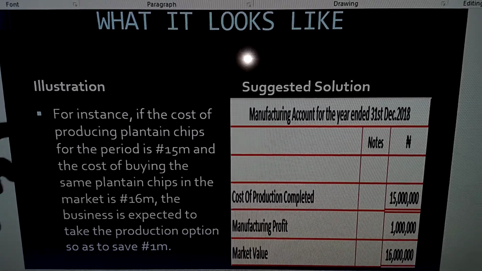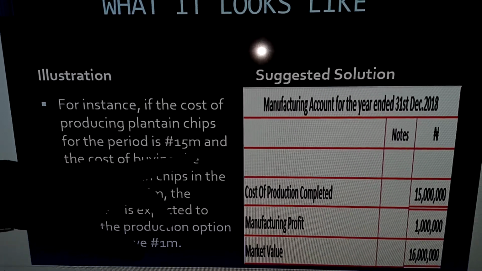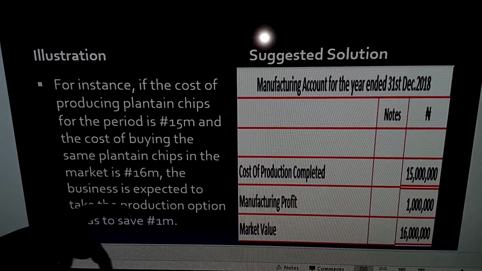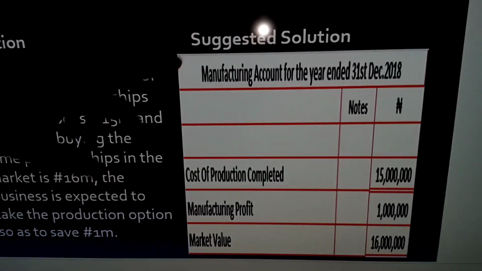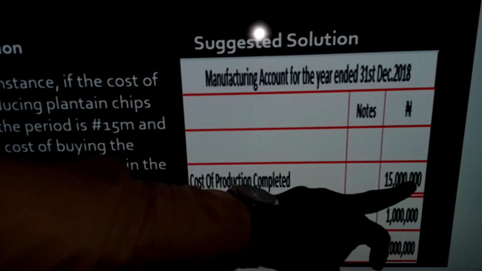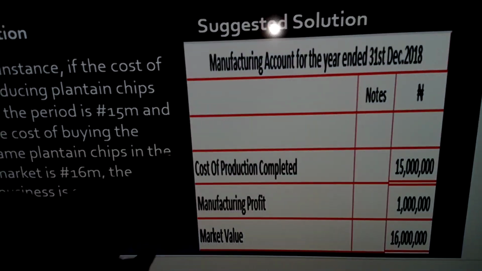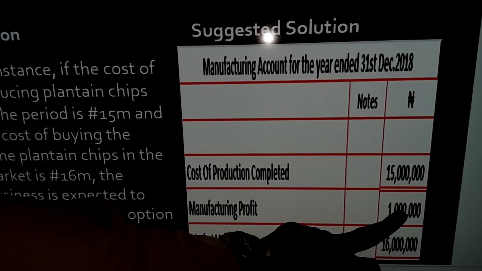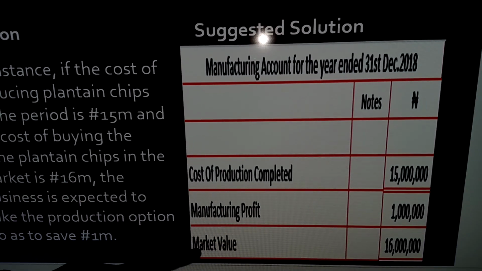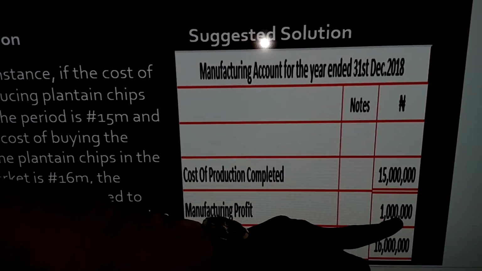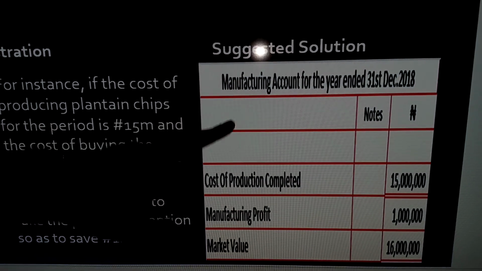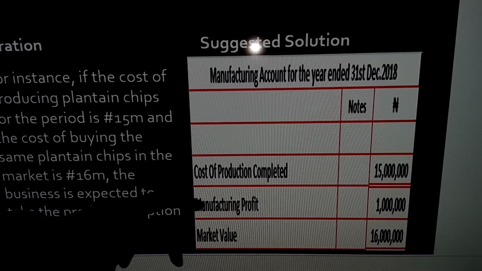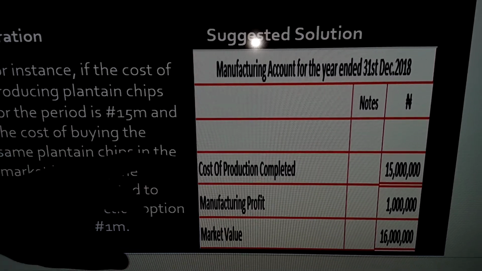So here we go. For instance, if the cost of producing the plantain chips for the period is 15 million and the cost of buying the chips is what? 16 million. The business is expected to take the production option to save 1 million. So what do we have? Cost of production is what? 15 million. What is the manufacturing profit? 1 million, which is the difference between the cost of production and the market value, that's if you have to buy from the market. So this is the market value, 16 million. Manufacturing profit, how much? 1 million. So apparently, you're going to transfer to the trading unit at the market value by what? Recognizing the profit made as a result of what? Producing.